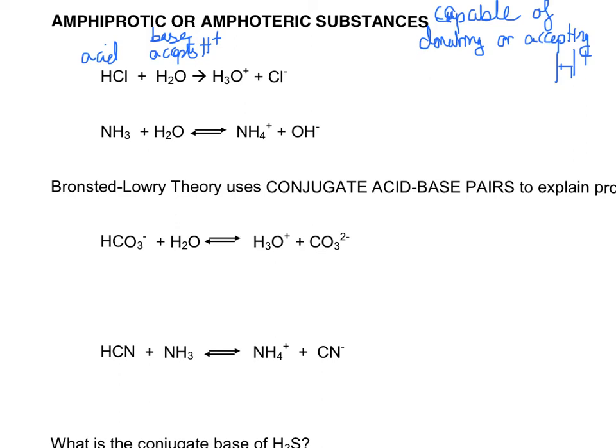Now let's look at water with ammonia, which is a base. And so a base accepts a proton, and so when NH3 accepts a proton, it becomes NH4 plus. And so in this case, the water has to behave like an acid. It donates an H plus, or gives away an H plus, and it becomes OH minus. So in this case, water accepts and donates H plus. It's capable of both, so we say that that is amphoteric or amphiprotic.